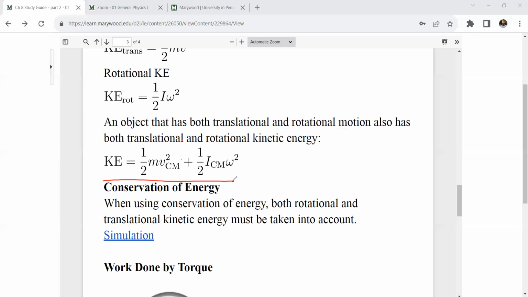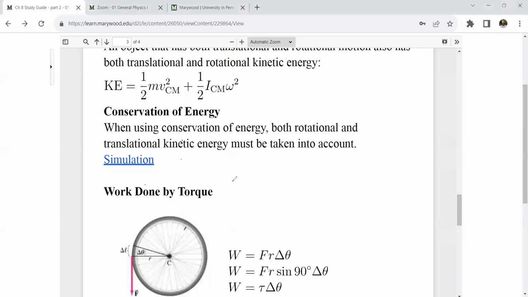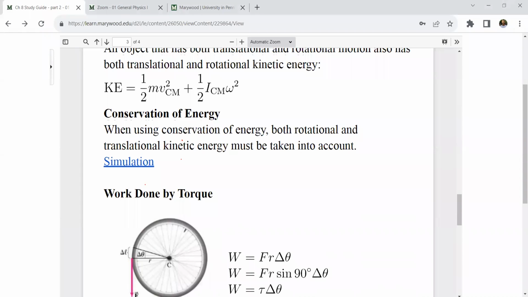Now, in chapter 6 we learned about work done. The definition of work done was W equal to F d cosine theta, right? Let's consider a very simple case where W equals F d, where the angle between d and F is 0 degrees. Here d is the displacement and F is the force.